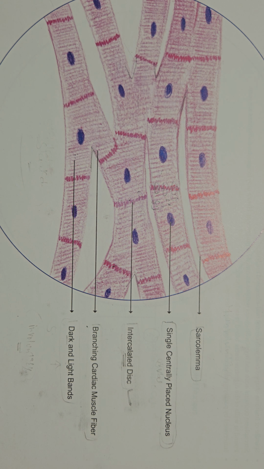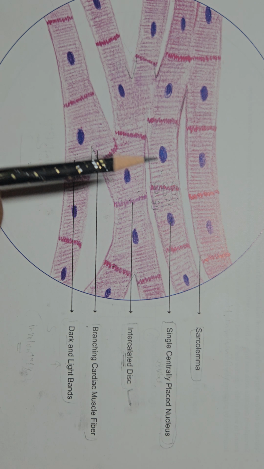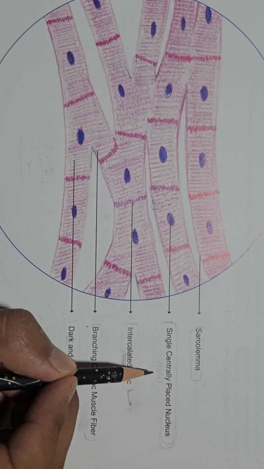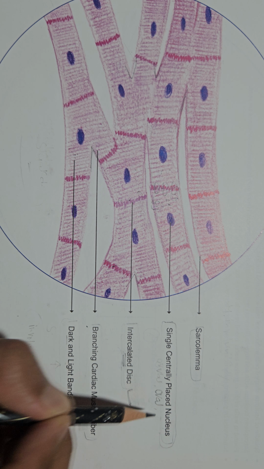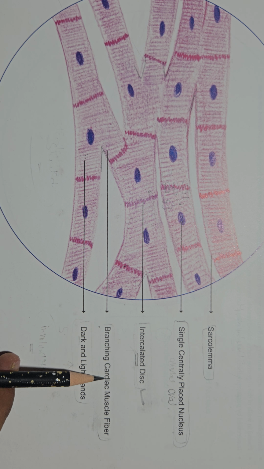Moving on to the second anatomical feature, this is a cardiac muscle cell. It has a central nucleus, and the shape of this nucleus is oval. Clear? Third point, we have the branching cardiac muscle fiber.